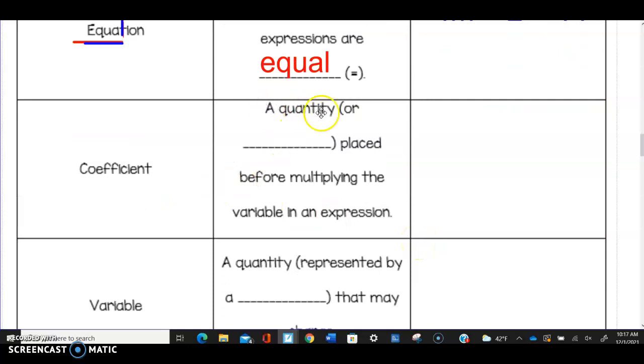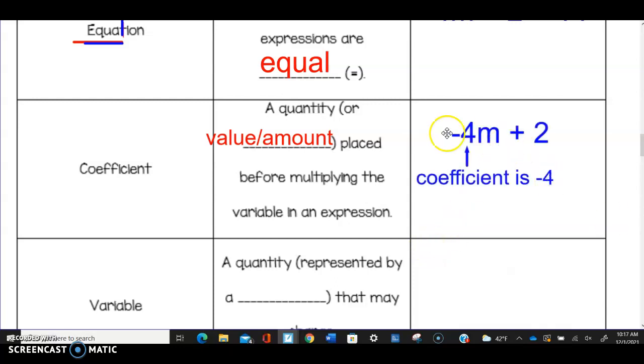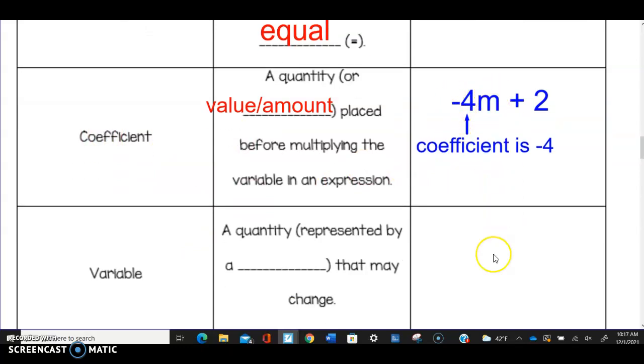Coefficient, a quantity or value or amount placed before multiplying the variable in an expression. So in this expression, the coefficient would be negative 4. Negative 4 times m plus 2. The negative 4 is the coefficient. I used to think with coefficient, co means like together. If you're co-teaching with someone, you're teaching together. A co-pilot, you're flying together. And then efficient, meaning it works well. So they work well together. That used to help me remember that the number in front of a variable is the coefficient.